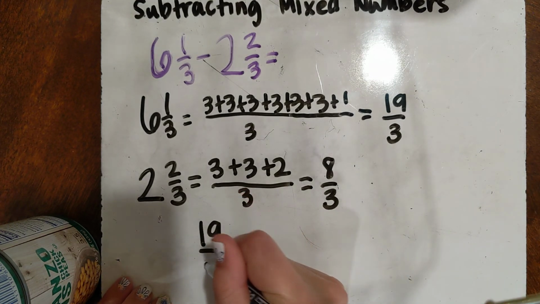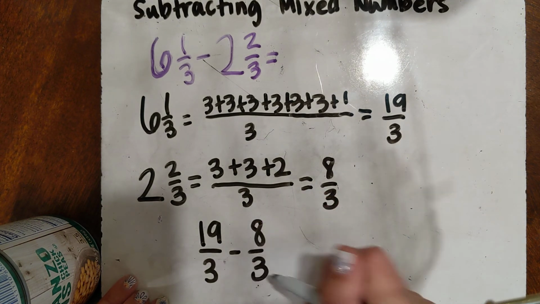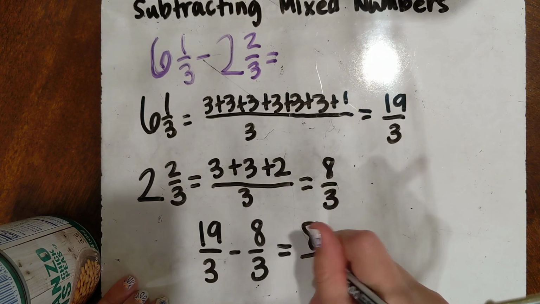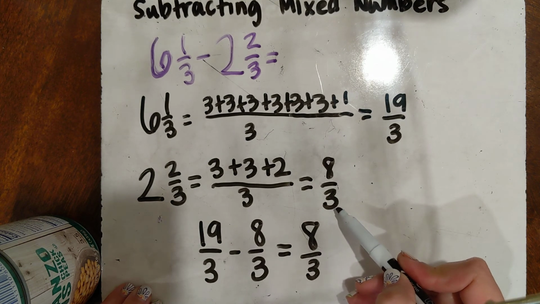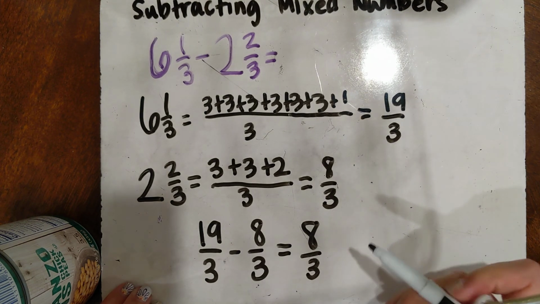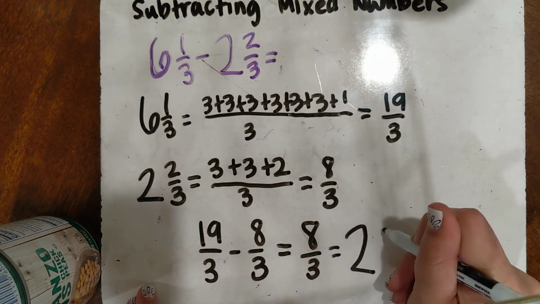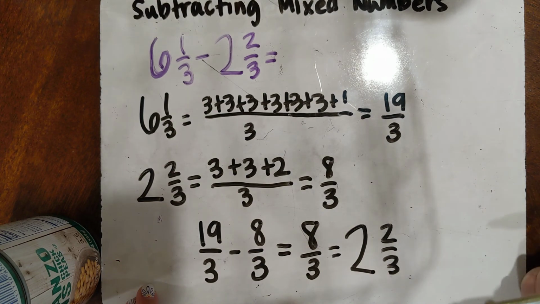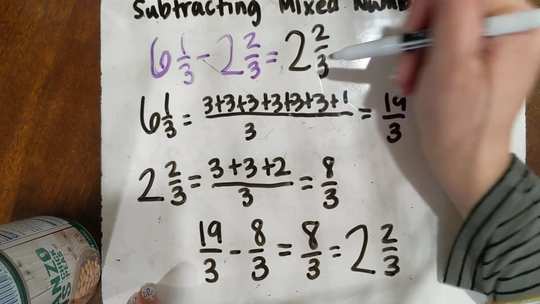If I have 19/3, subtract 8/3, 19 take away 8 is 11/3. So my answer is 11/3. And we already know what 11/3 is as a mixed number. How nice is that? It's 3 and 2/3. And these are one number apart. 2 is right next to 3, so it's already in simplest form. Hooray! I like that problem.